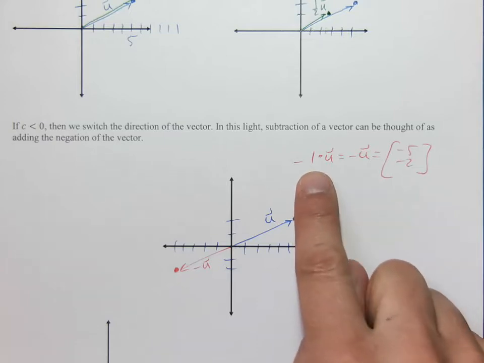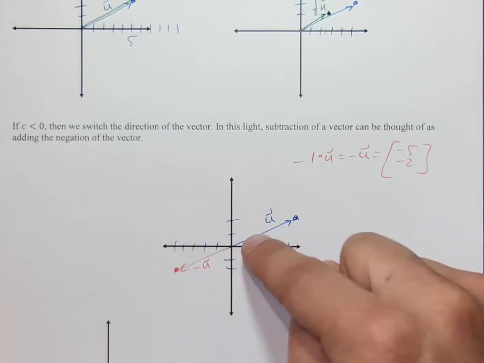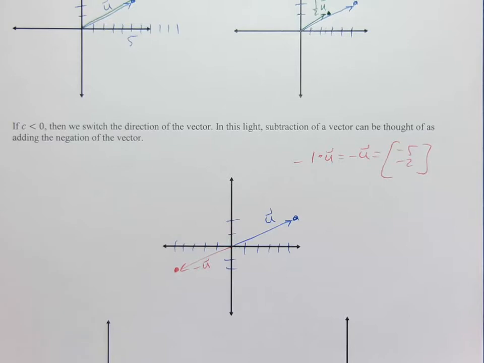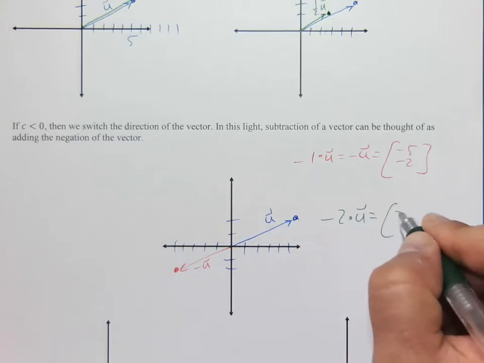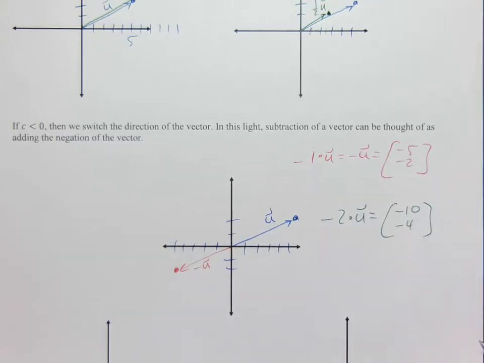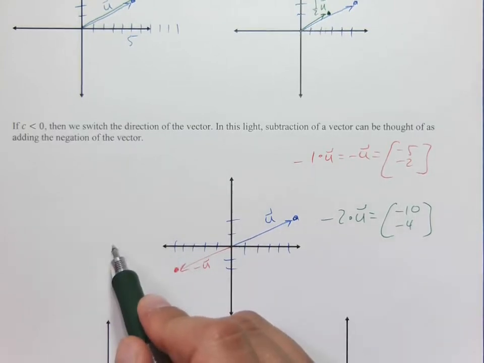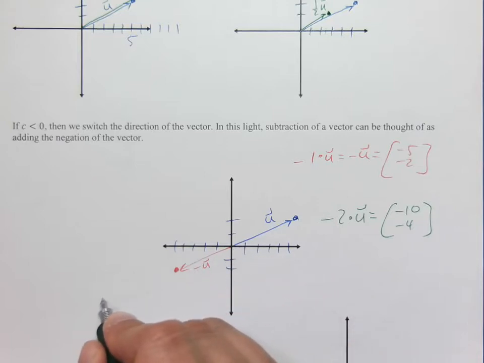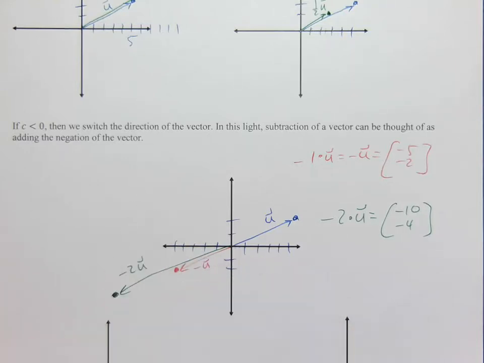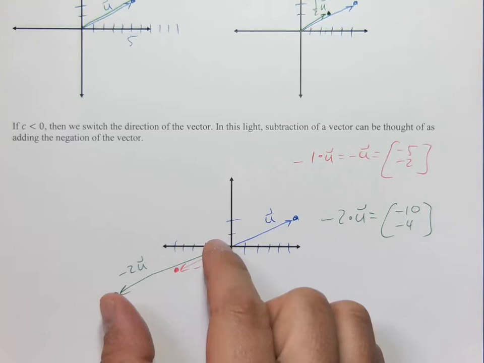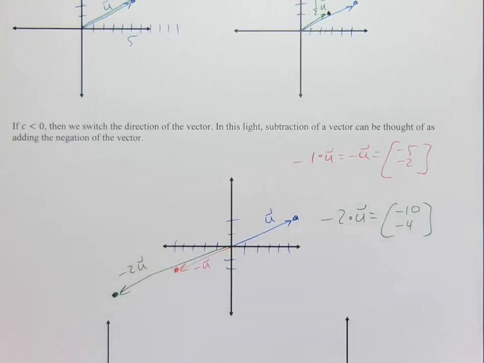Right, so multiplying by -1 just took this vector and flipped it over so it's going the other way. And if we did it by a bigger number, it would do the same thing, but also stretch it. So for example, -2 times u would be -10, -4, right? And if we think about where that is, it's going to be 10 this way, 4 down. It's just going to be the same vector, stretched twice as far in the other direction. So that would be -2u. Right, -3u would go 3 times as far in the other direction, etc.